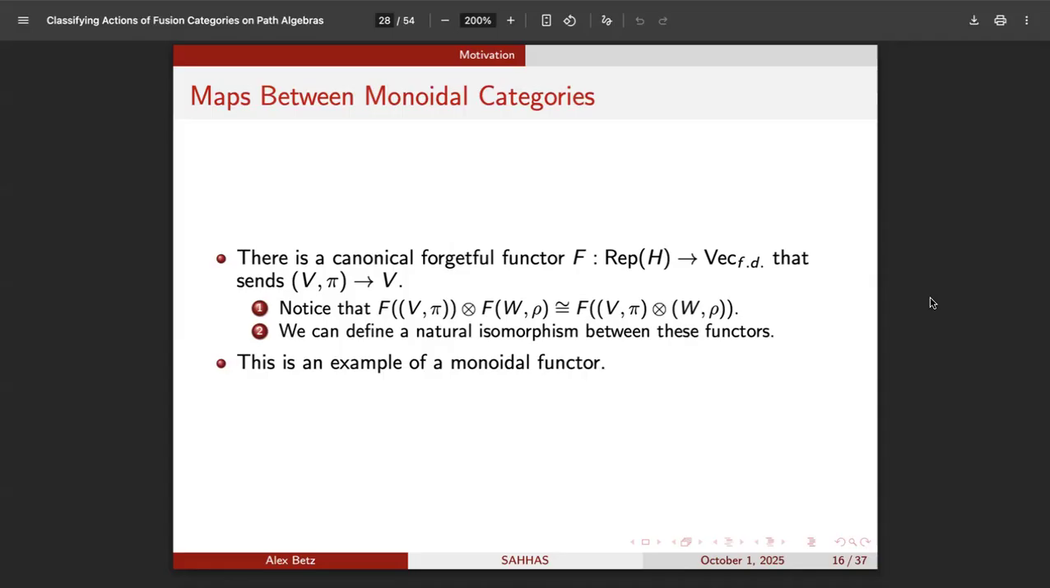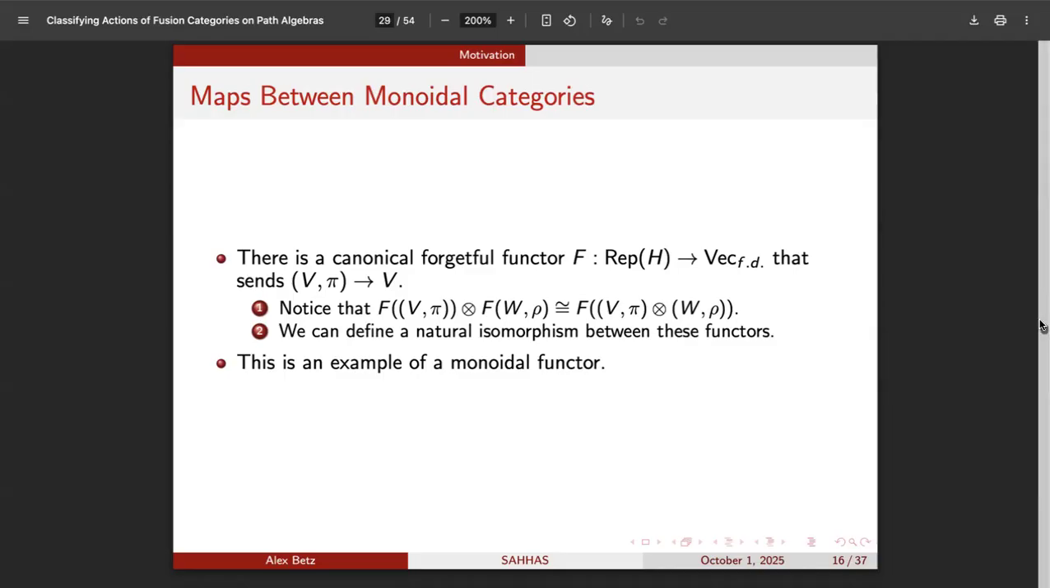There is a forgetful functor that takes a representation, V pi, and just chops the representation off, right? You had a vector space there, so map the representation to that vector space. Notice that this kind of functor doesn't care which way we do things. We can either take the tensor product of two representations and then forget the representations, or we can forget the two representations and then take their tensor product. And so this is what we call an example of a monoidal functor. It's a functor that preserves the tensor product between two monoidal categories.